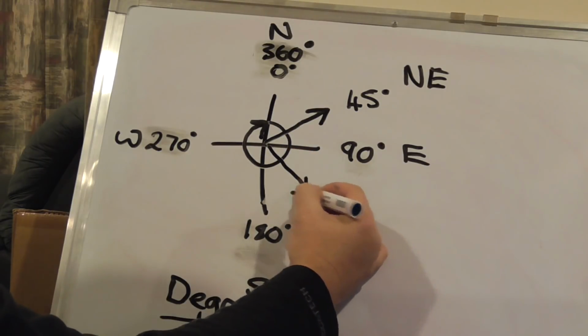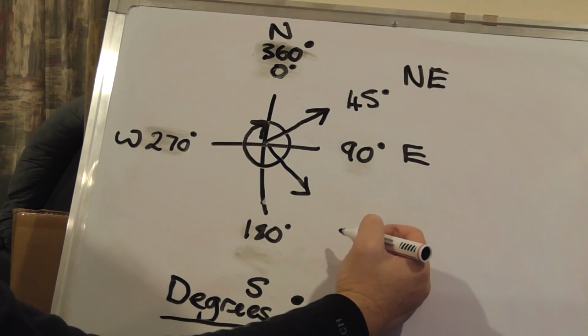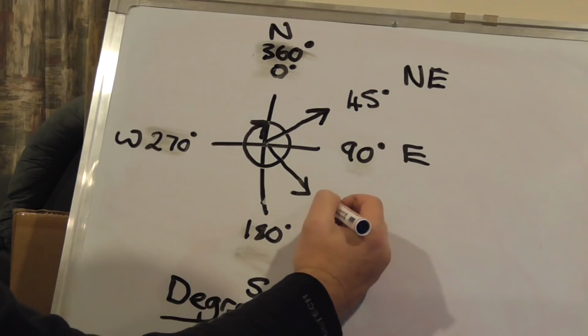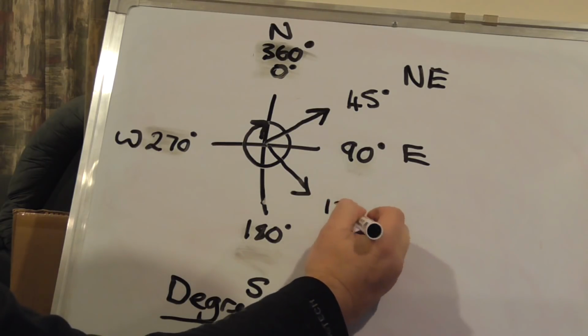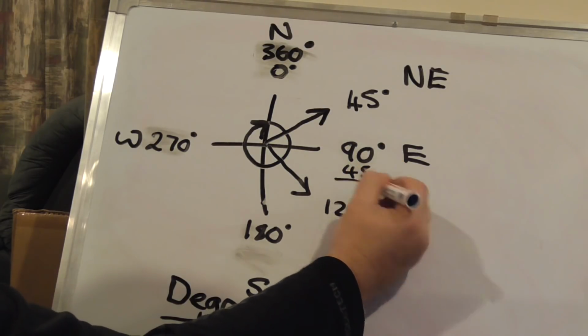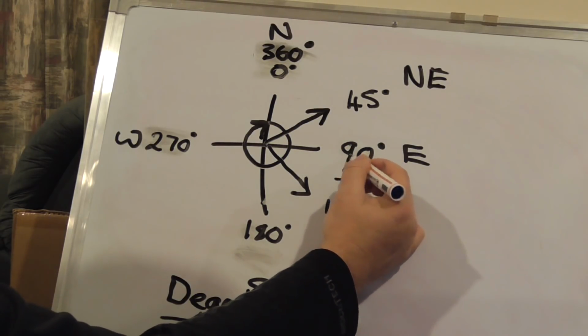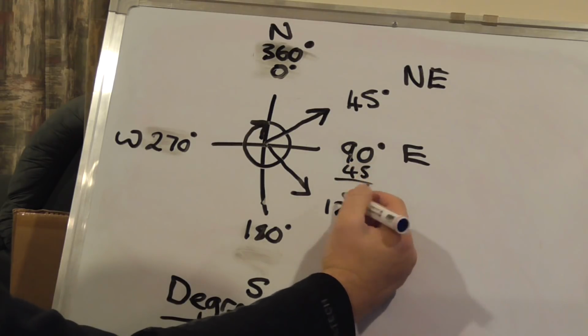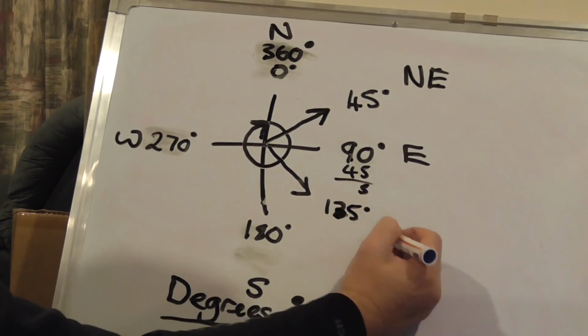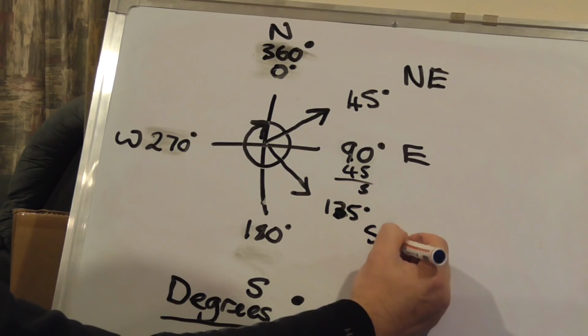Half of 90 and 180 would be, just trying to look at my compass, 125, I think, 125, let me just count it. 90 plus 45 is 5, 8, or 9, 10, 11, 12, 13. Be 135 degrees, which is southeast.